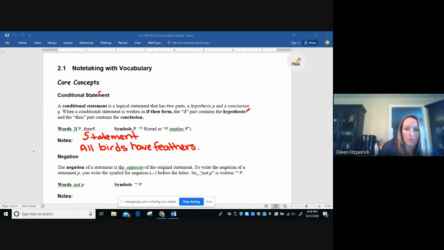All right. If I want to turn that into what we call a conditional statement, a conditional statement has to have the words if and then. So I'm going to take the first portion. I'm just going to underline it once. The first portion is going to be my P, my hypothesis, and the second portion is going to be my Q, my conclusion.